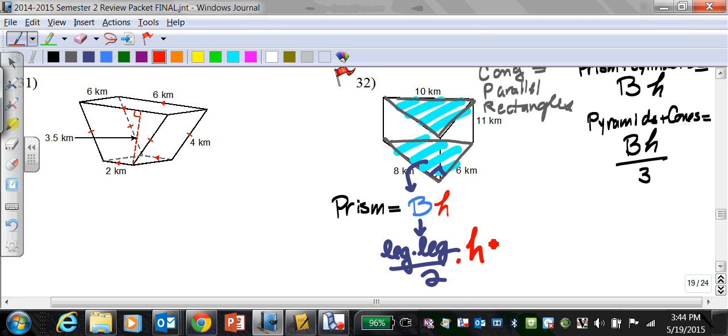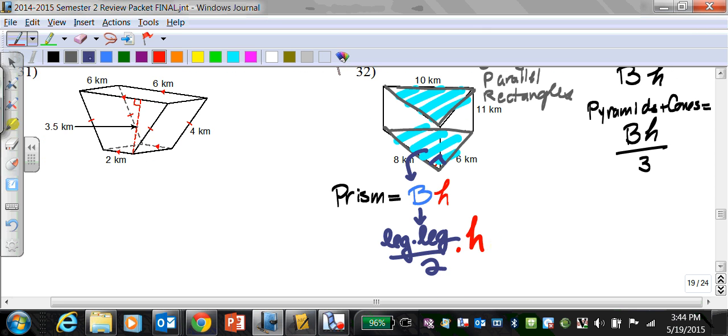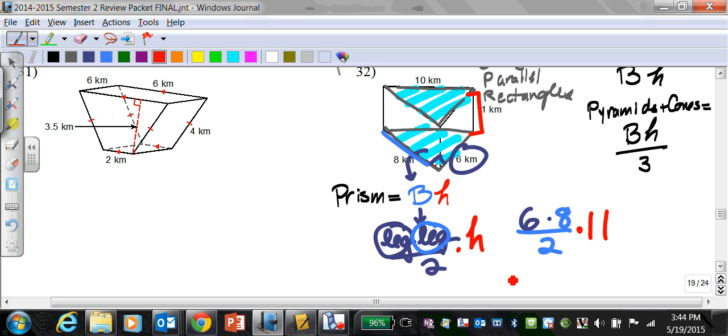Now I start working: circle, plug, chuck. Ready? Circle, plug, chuck. Leg, leg, 6. The other leg, 8. Over 2 times the distance between the bases, 11. And that's going to give us volume. You want to finish that on your own.